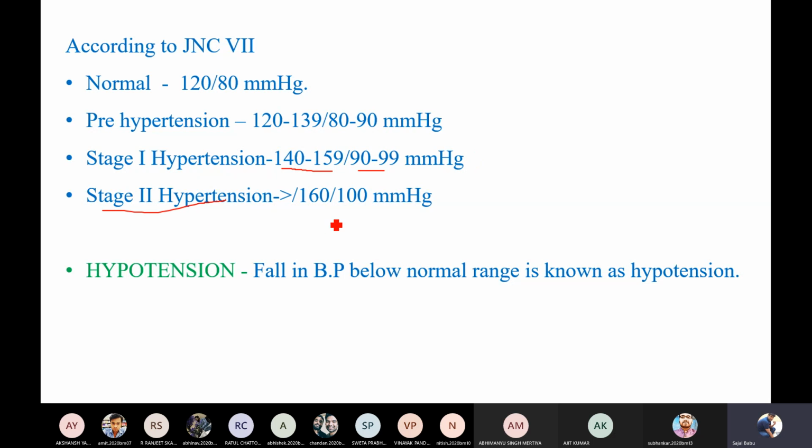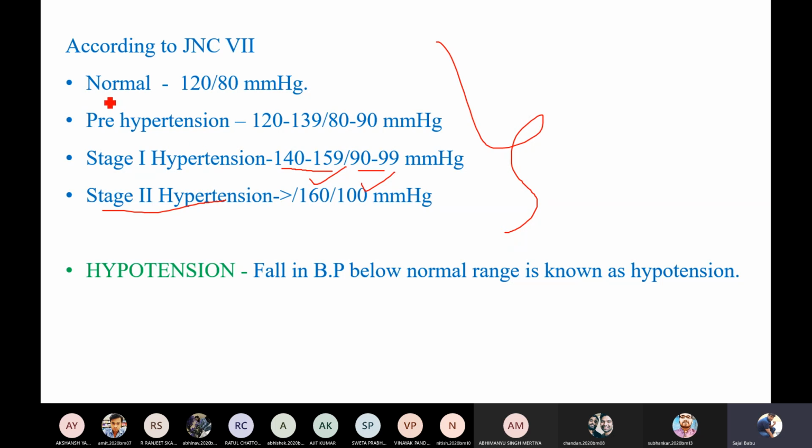And if you go into stage 2, with a systolic pressure greater than 160 and a diastolic pressure greater than 100, then it is a concerning issue, because stage 2 hypertension may cause a heart stroke or heart failure in a human being. So try to remember these readings.